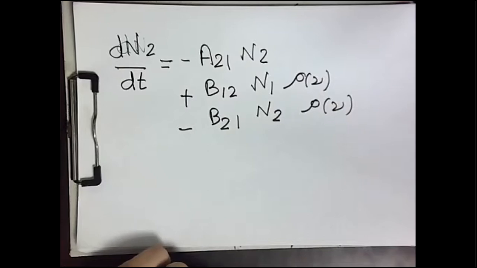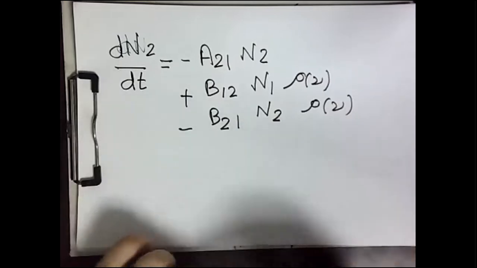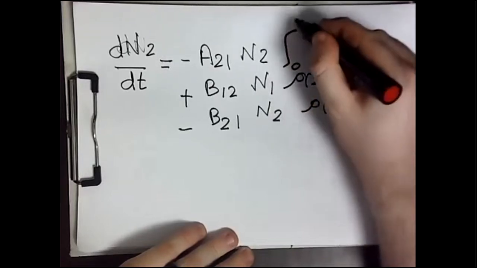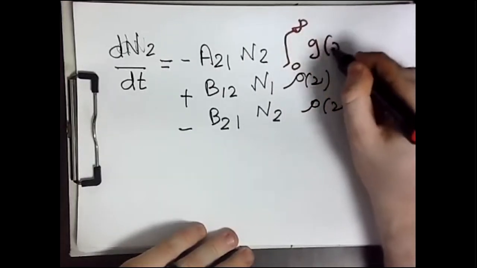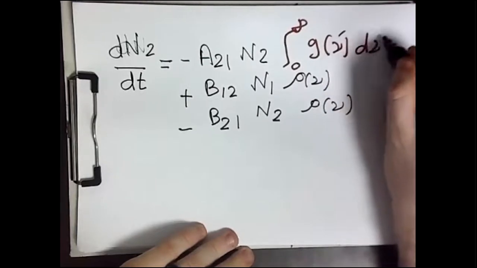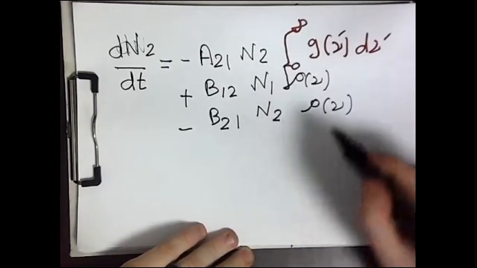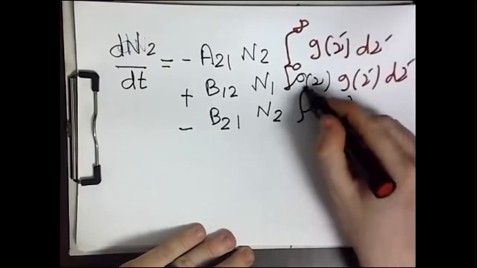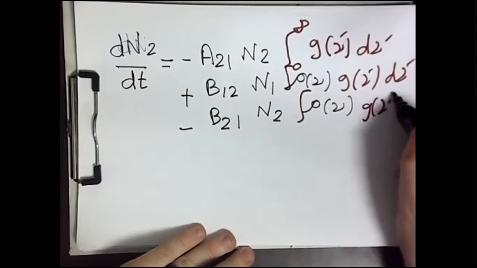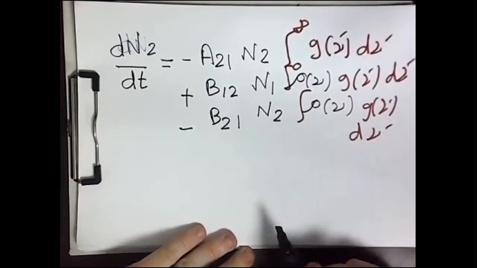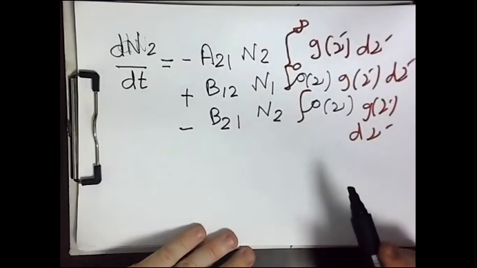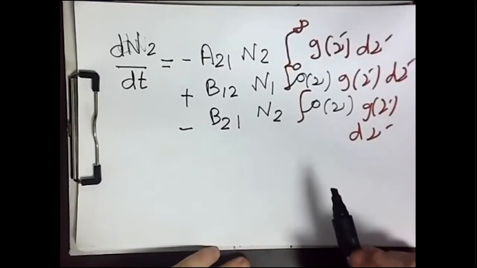Now, what we are seeking is to introduce the line shape function into this equation. So simply, I will add this integration from 0 to infinity of g of mu dash d mu dash. And similarly here, this is an integration of g of mu dash d mu dash, and similarly here. So now this will be the general form of the equation after including the line shape function.